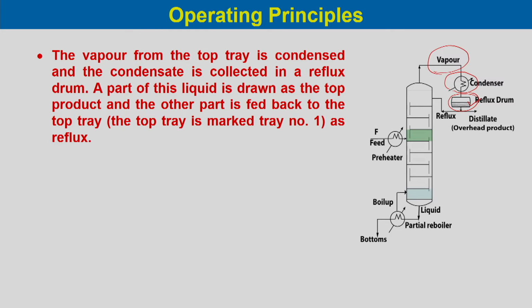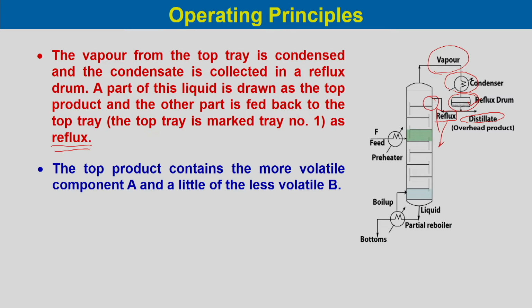A part of this liquid is drawn as the top product. So, the product over here is the distillate, and the other part is fed back to the top tray, that is the top tray marked as number 1, which is over here. So, it enters at the top tray as a reflux. So, we call this liquid returned to the top tray of the column the reflux.